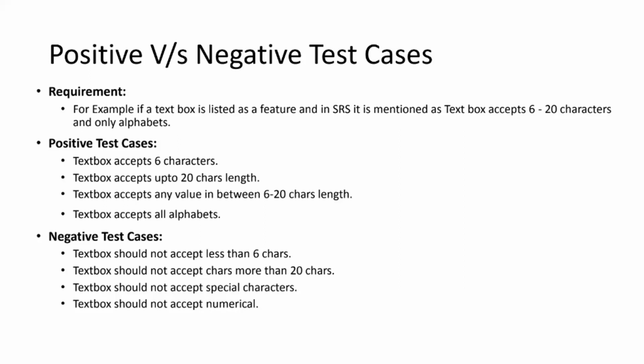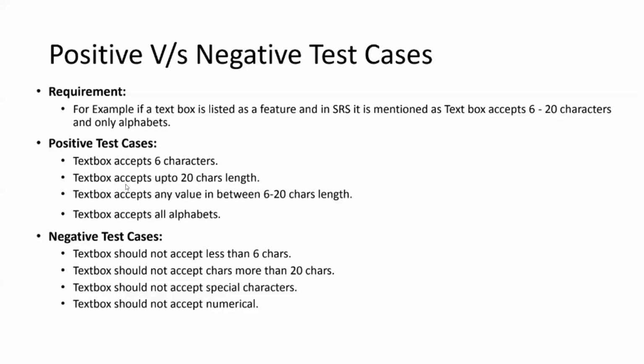Okay, so for example, we have one text box, and as per the SRS, which is nothing but the software requirement specification, also known as acceptance criteria, it is mentioned that the text box should accept 6 to 20 characters and it should accept only alphabets. So what are the positive test cases? We can write the text box should accept 6 characters. What will be the negative test case here? Text box should not accept fewer than 6 characters.